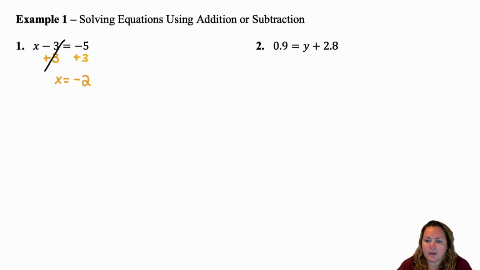Then I have 0.9 equals y plus 2.8. I want to get y by itself. It's connected to 2.8 by addition, so I'm going to subtract to get y alone. Whatever I do to one side, I have to do to the other. 2.8 minus 2.8 becomes 0. That's going to disappear. I get negative 1.9 equals y, which is the same as y equals negative 1.9. It's okay that they are in different orders.